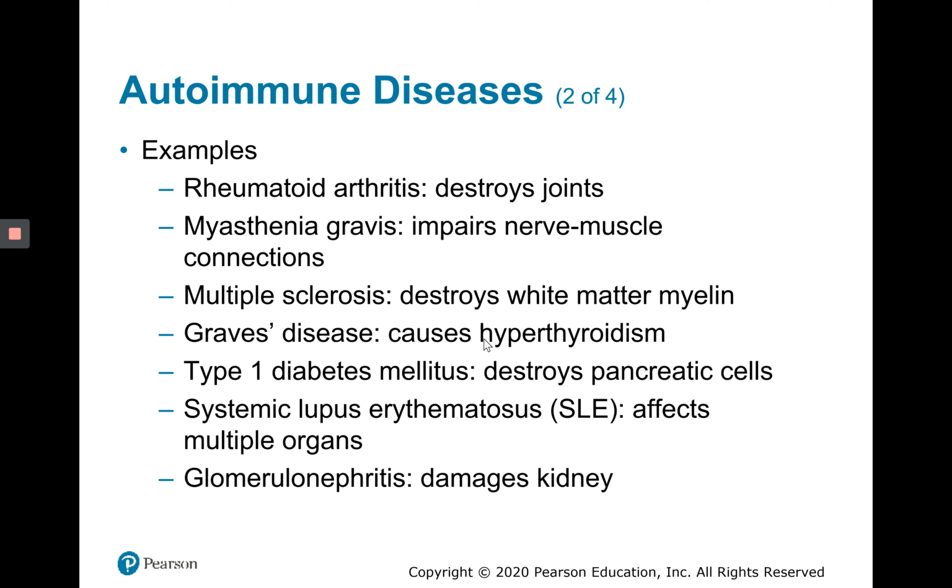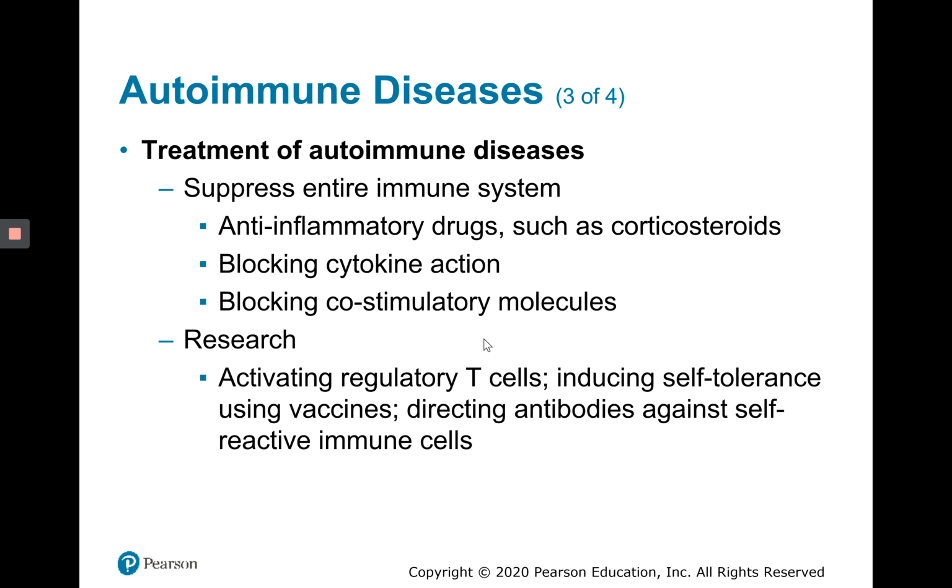Essentially, an autoimmune disease is a disease where the body attacks itself. For treatment of autoimmune diseases, we need to suppress the immune system from attacking your own body. So anti-inflammatory drugs, drugs that block cytokine action or block that co-stimulatory molecule on T cells, those can all be used to suppress the entire immune system.